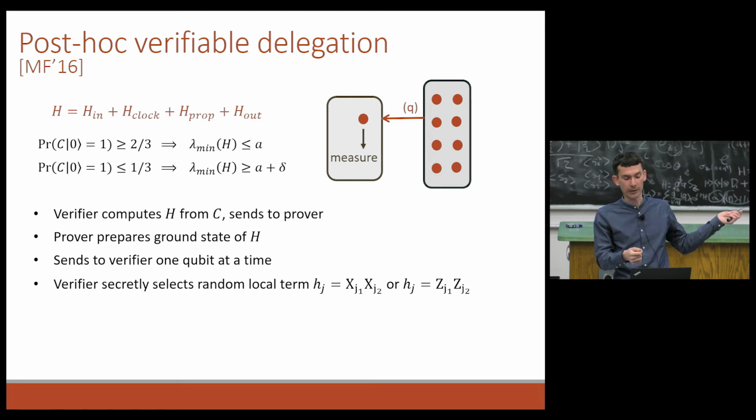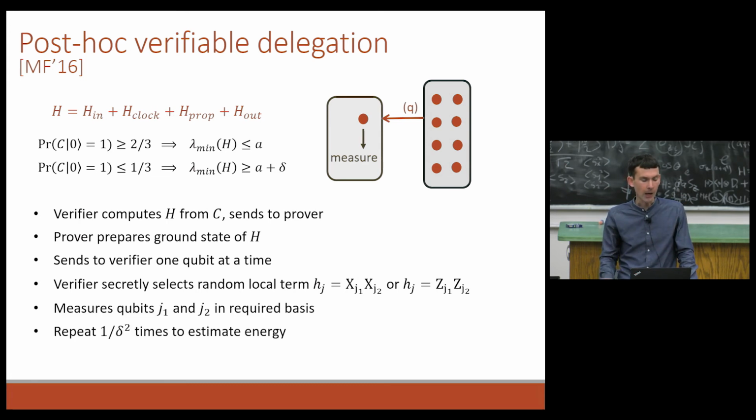Because the terms look like this, I'm going to take the parity of the two outcomes, right? This is what XX or ZZ does, and then store that. And then repeat the protocol many times. Tell it, oh, okay, can you prepare the same ground state again and send it to me again? But then I'll check another term, and then I check another term.